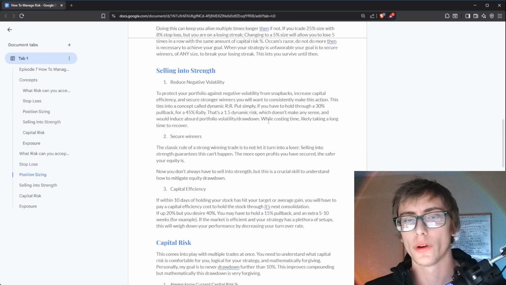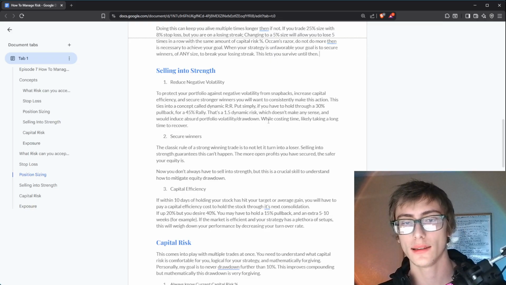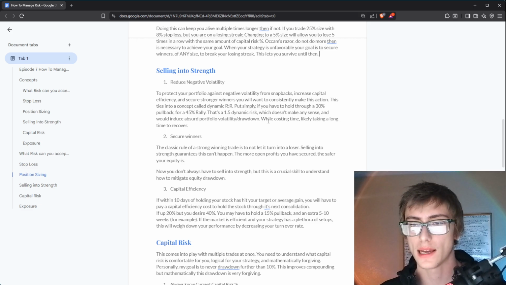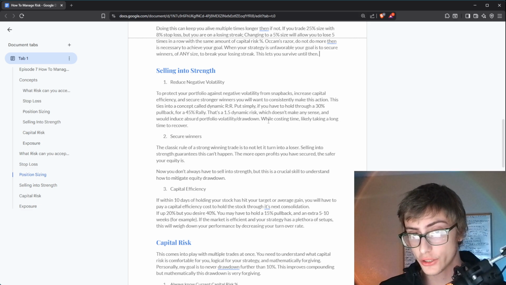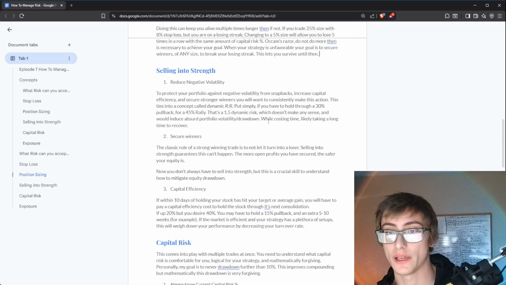So let's get into the point of selling into strength. Point number one for selling into strength is that this reduces negative portfolio volatility. To protect your portfolio against negative volatility from snapbacks, increase capital efficiency, and secure stronger winners, you will want to consistently make this action.